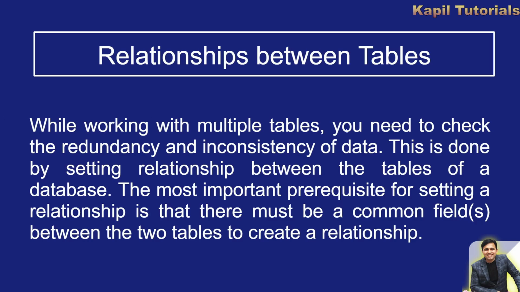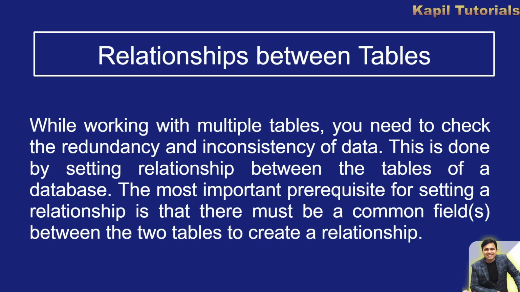While working with multiple tables, you need to check the redundancy and inconsistency of data. Redundancy means the data should not be duplicated. See, if we do the manual work, the data can be duplicated. And the data should be consistent. We should not add irrelevant data; only which is needed, that we should add. And how do we do it? This is done by setting relationships between the tables of a database. We create the relationship, so this is very important, and practically we'll be doing this.